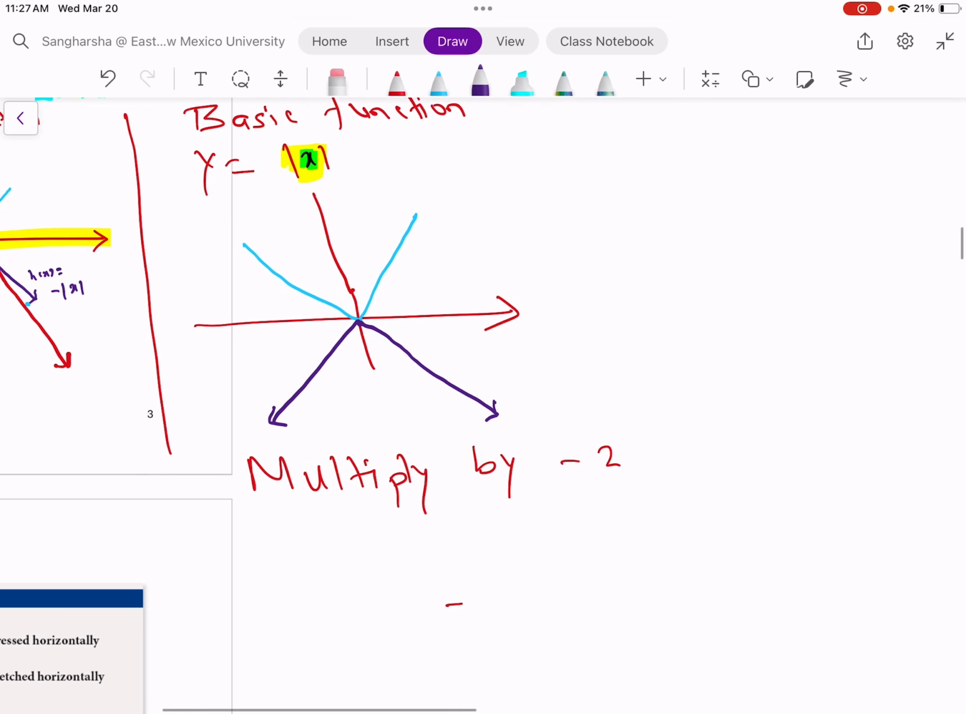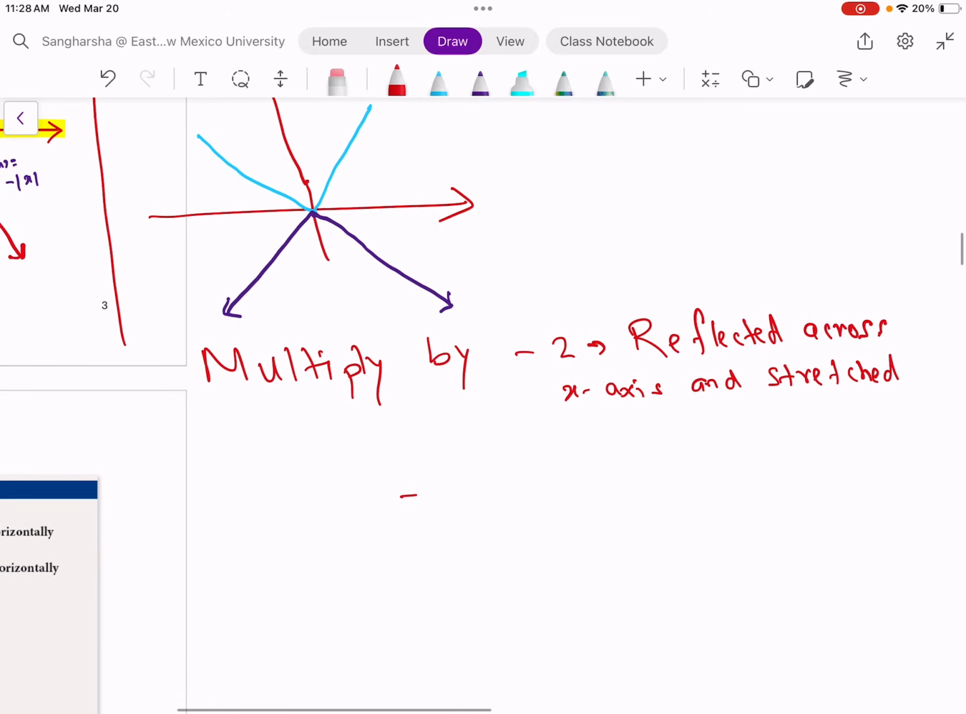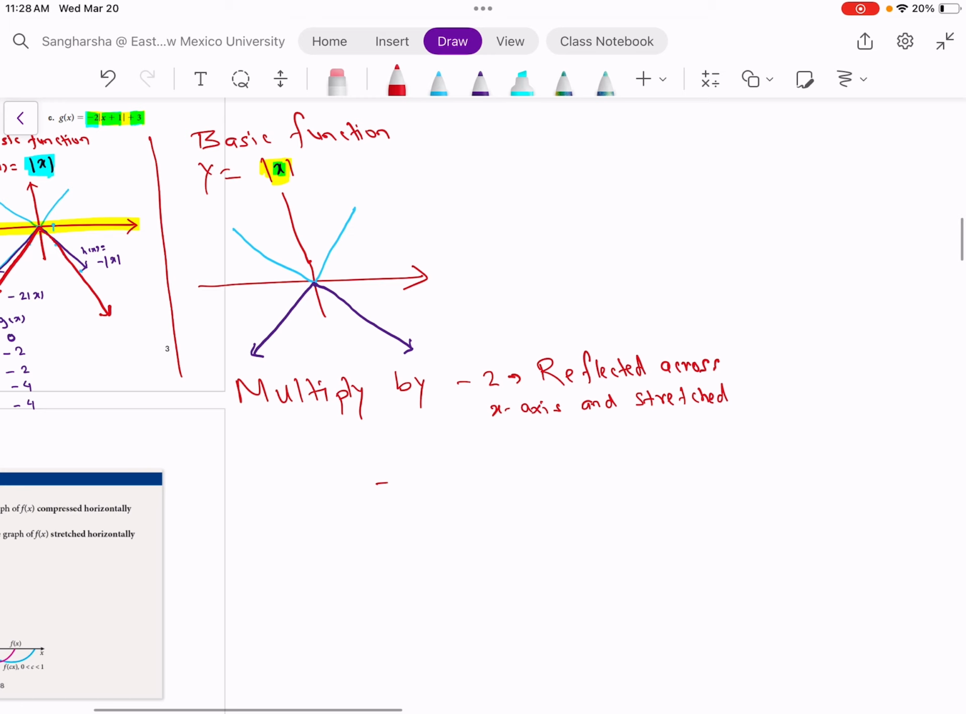So let me just write down the transformation here as well. So when we multiply by a negative number, the graph is reflected across x-axis and is traced vertically away from x-axis. Okay, so this is the transformation. Whenever you multiply by a negative number, you have to reflect across x-axis and trace vertically away from x-axis.